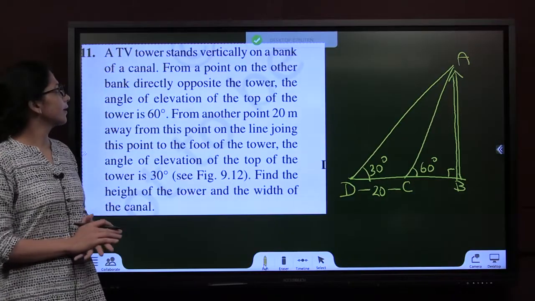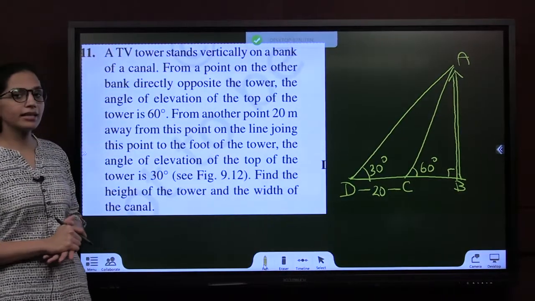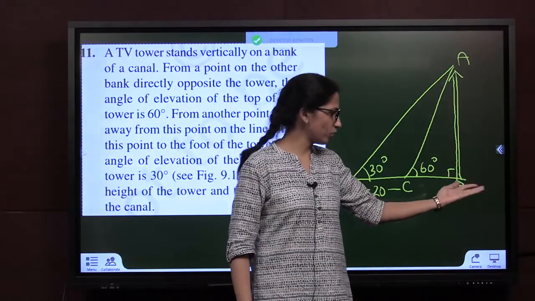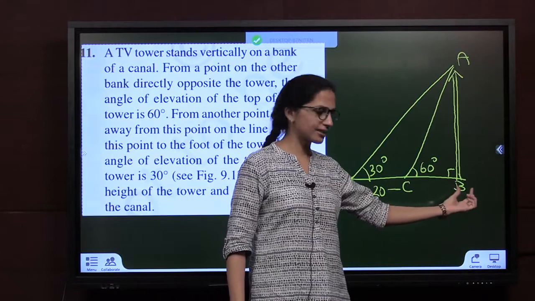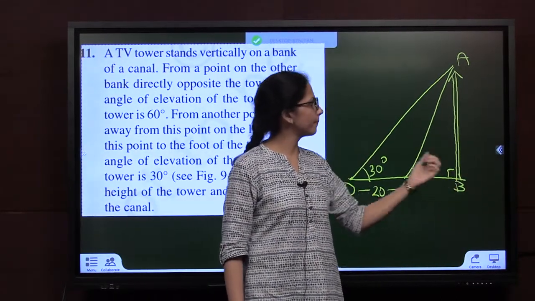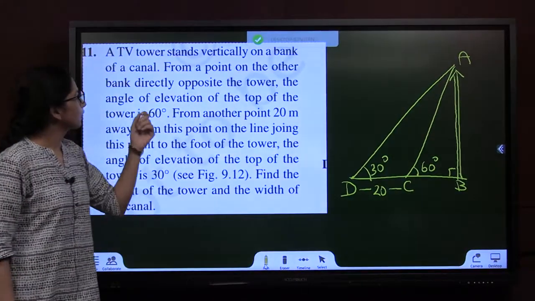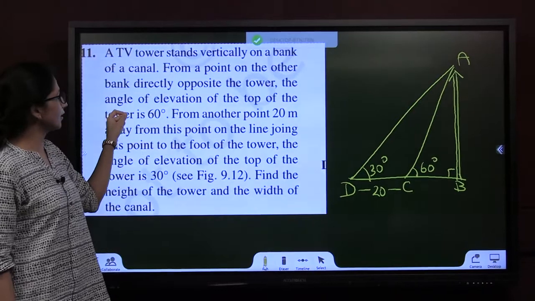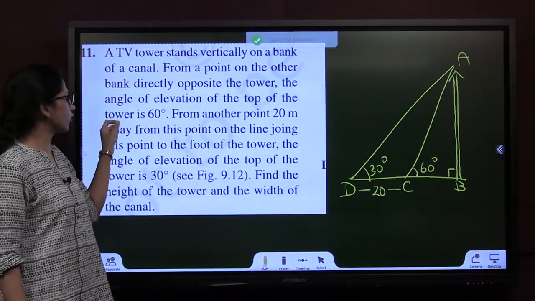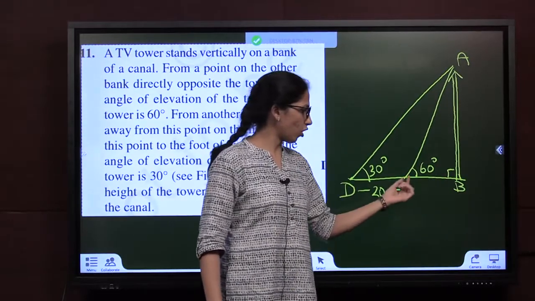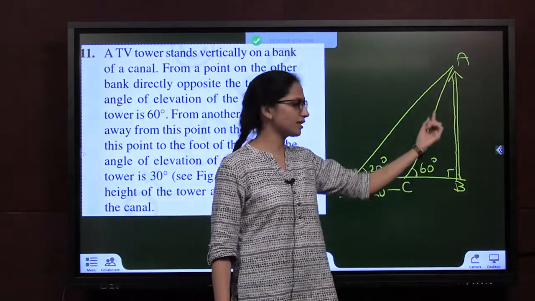Question 11. A TV tower stands vertically on a bank of a canal. There's a TV tower here that is standing vertically on a bank of a canal. Let's say this is the bank. Okay, so this is the canal. The bank is here, B. From a point on the other bank directly opposite the tower, the angle of elevation of the top of the tower is 60 degree. This is the canal. A point opposite, the angle of elevation is 60 degree.